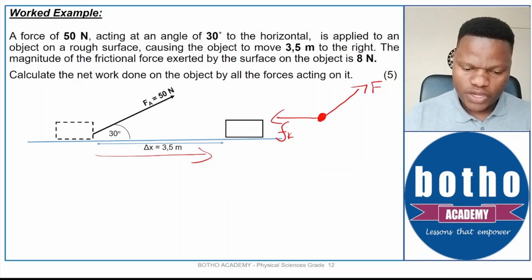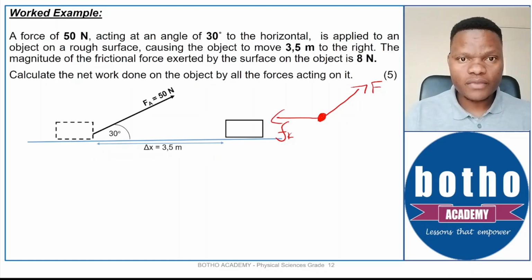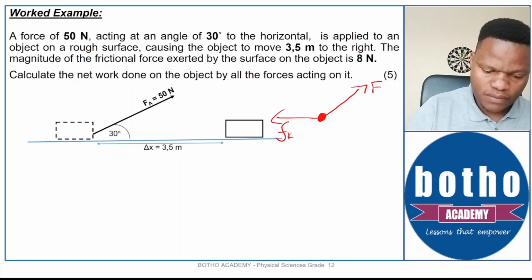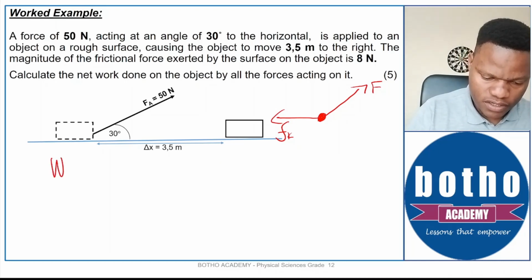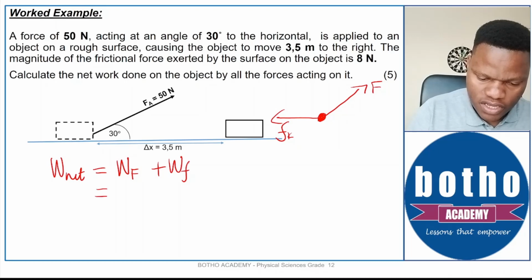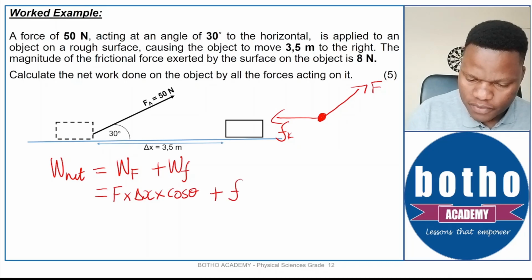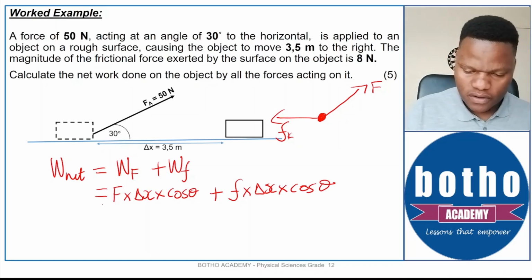All right. So when we do our calculation in this case, we could use one of the two methods. Let us use W net, this formula here. W net is equal to the work done by the applied force plus the work done by the frictional force. If we do our substitution here, this will be equal to the force applied multiplied by delta x multiplied by cos theta plus the frictional force multiplied by delta x multiplied by cos theta.